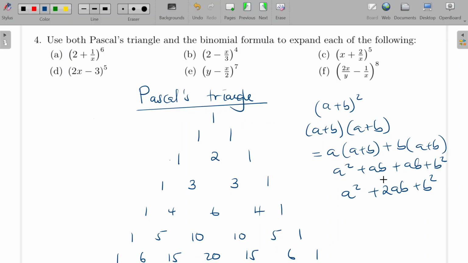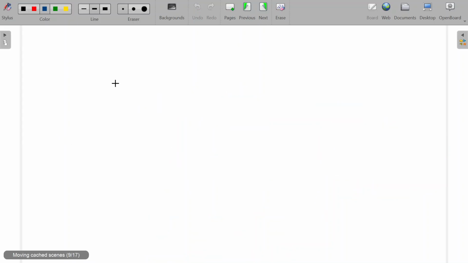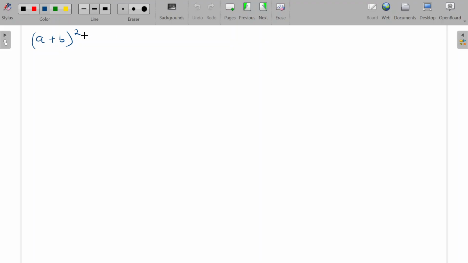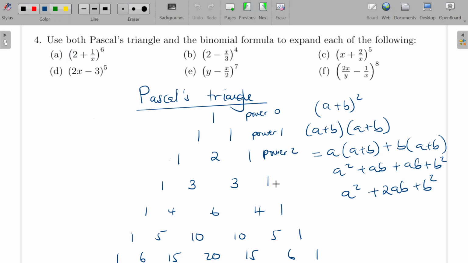Okay. Now, when you're using Pascal's triangle, let me use a different page. So you have a plus b to the power 2. So what you do is you go to the power. This one is power 0, like I was saying. This one is power 1. This one is power 2. So we go to the one it has been raised to. It's raised to power 2. So now when we go to power 2, we're going to get these numbers 1, 2, 1.